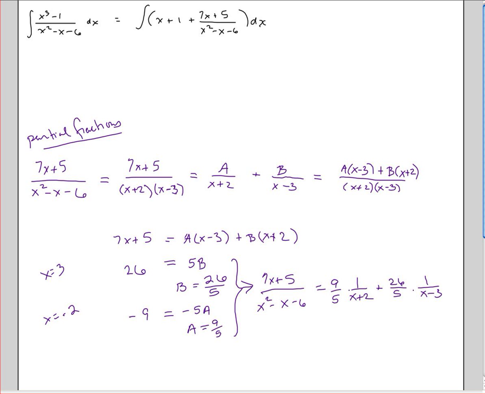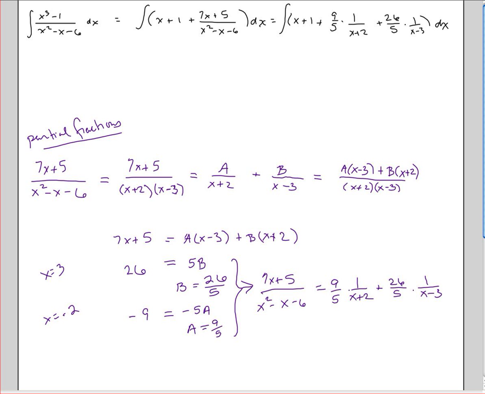Okay, so let's go back to our original integral. What does that help us? Well, this can now be written as the integral of x plus 1 plus 9/5 times 1 over x plus 2 plus 26/5 times 1 over x minus 3 dx. And this I basically know how to integrate.